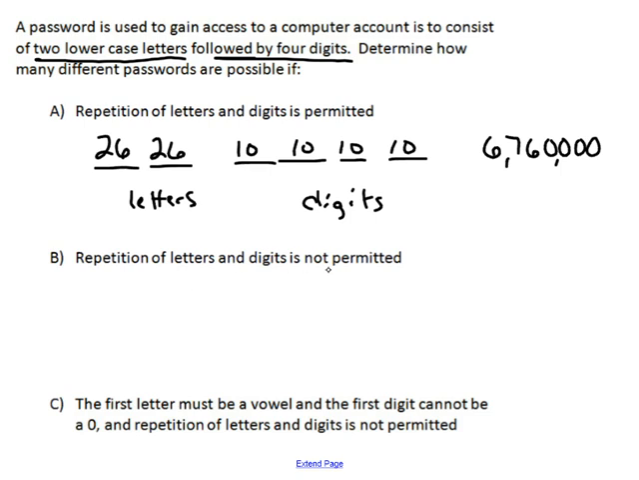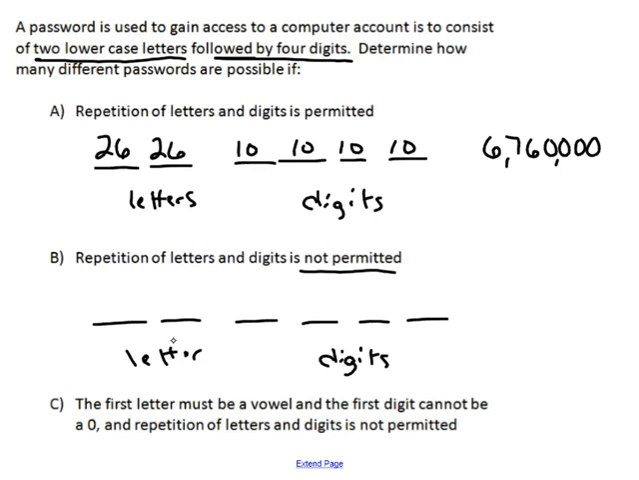Repetition of letters and digits is not permitted. So this time we're still going to put the same number of characters, 6 characters, right? 2 letters, and then we have 4 digits, like this. And then what we're going to say is there's 26 letters for the first choice, and then because letters are not allowed to repeat, once we choose a letter for this one, maybe we choose the letter X. Well, now we only have 25 choices for the next one.